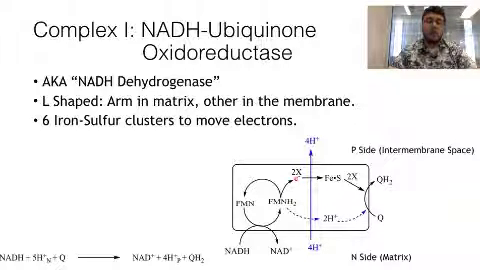Within complex 1, there are a total of 4 protons pumped from the N, or negative side, to the P, or positive side. The hydrogens are moved in a specific direction, which is called vectoral movement.